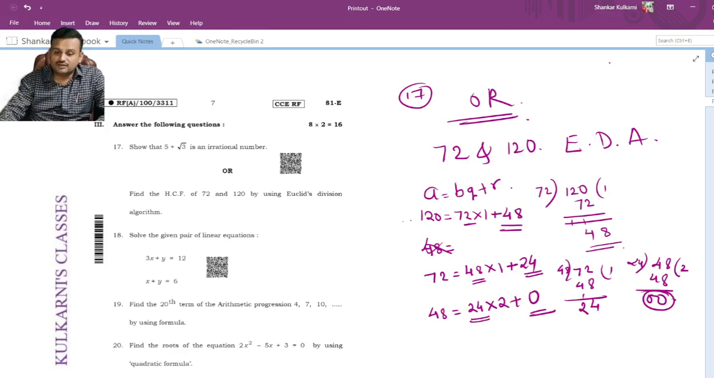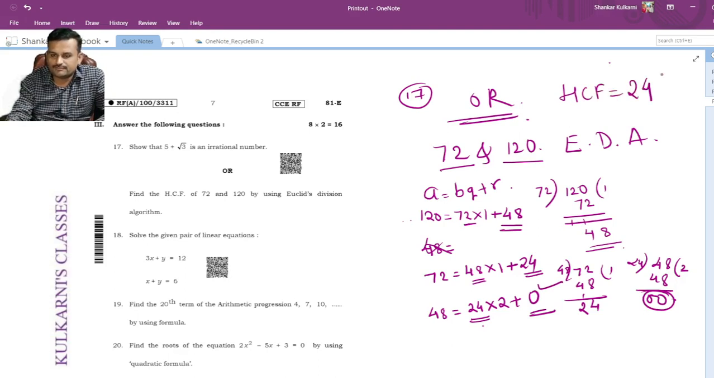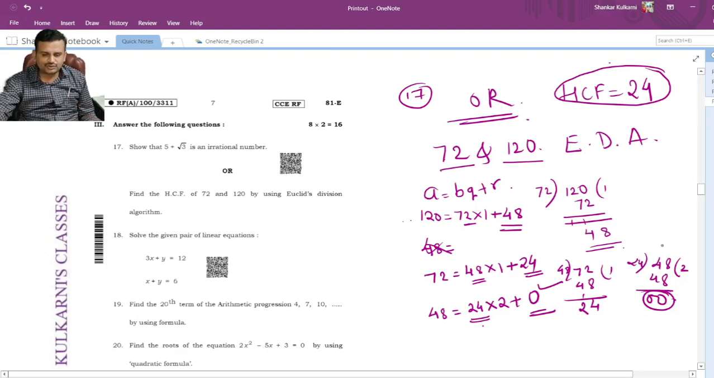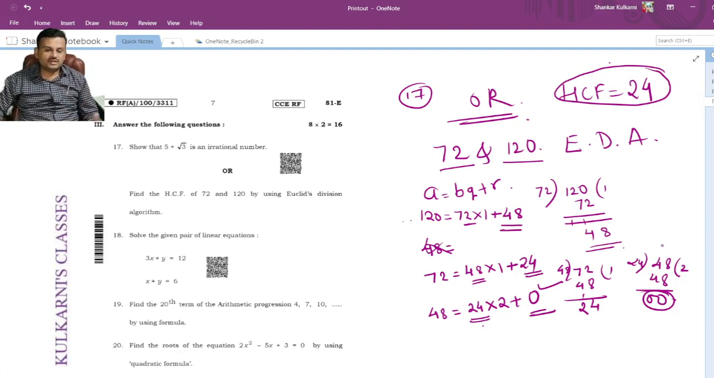Then finally when we divide it by 24, we are getting the remainder 0. That means this number 24 can divide both numbers 72 and 120 by giving 0 as the remainder. So the HCF of the given two numbers is 24. This method is called Euclid's division algorithm. I hope you have understood the method of solving. And with this question, today we will stop our class, and tomorrow with the solution of the next question we will continue. Thank you.